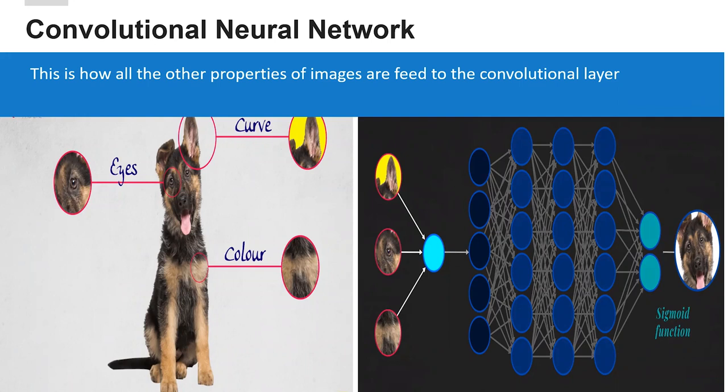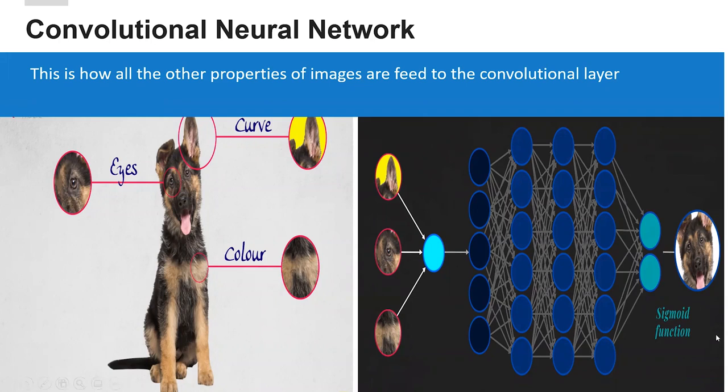So you can see the dog. We are feeding in all the properties, for example, the curve, the color, the eyes, and there are many features which go in through the input layer. And then it moves on to the activation function, which we call the hidden layer. And this hidden layer has probably thousands and millions of neurons inside it, and it processes the data through the pooling method, which we just saw, where it does the multiplication and the dot product to find out individual filters.